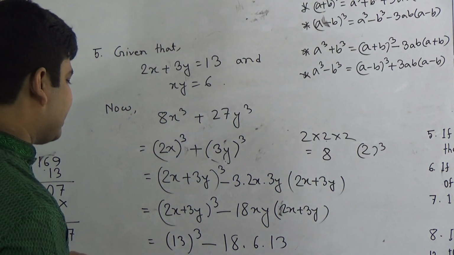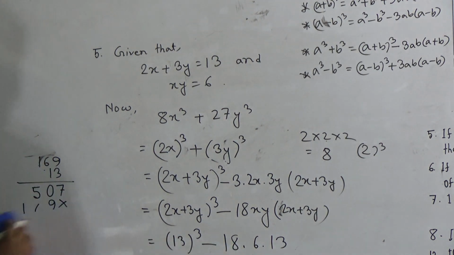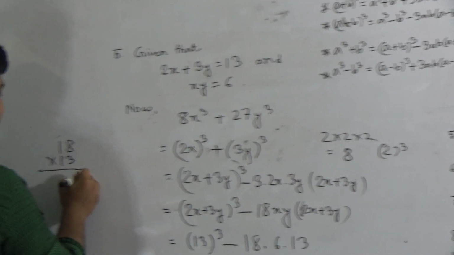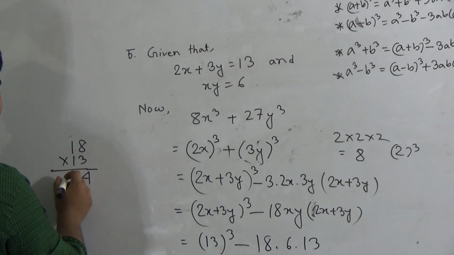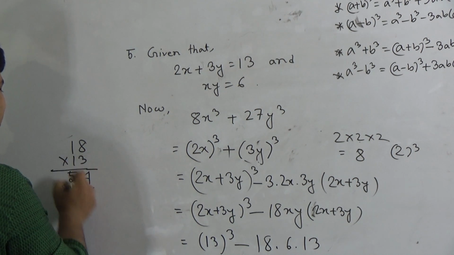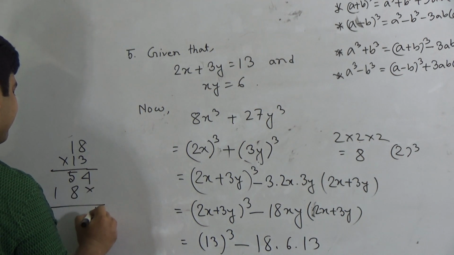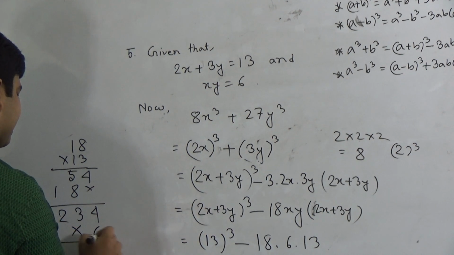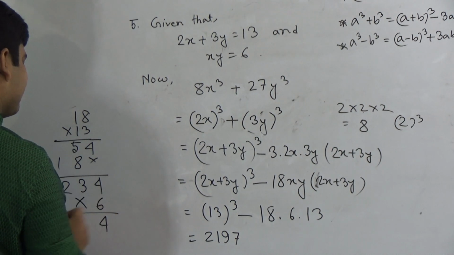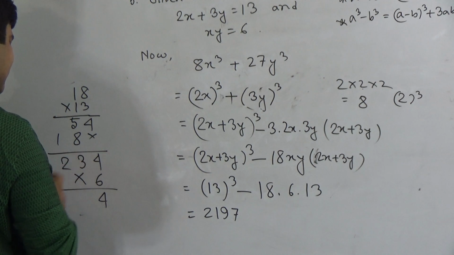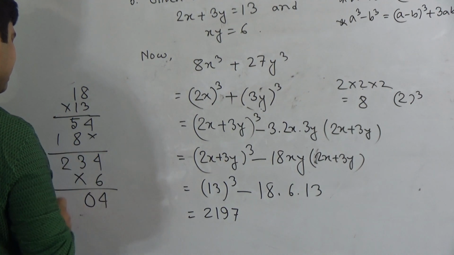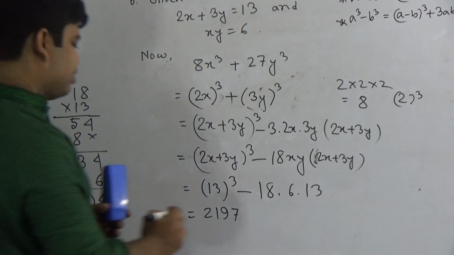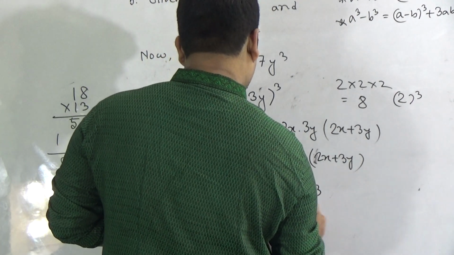Now we do the multiplication of 18, 13 and 6. 18 multiplied by 13. 3 eights are 24, carrying 2. 3 ones are 3 plus 2, 5. 8 ones are 8 and 1 one is 1. Do addition: 4, 8, 5, 13, 1 and 2. This 234 is multiplied by 6. 6 fours are 24, carrying 2. 6 threes are 18 plus 2, 20, carrying 2. 6 twos are 12 plus 2, 14. So minus 1404.